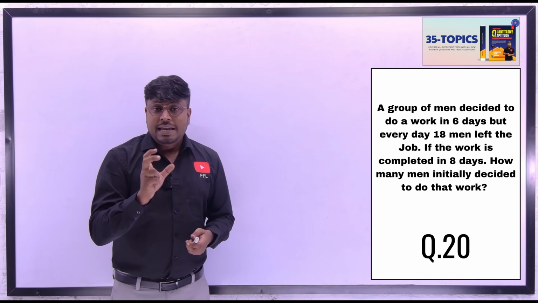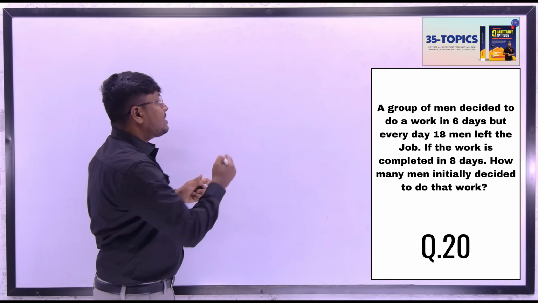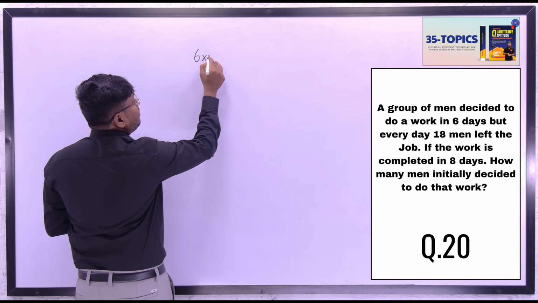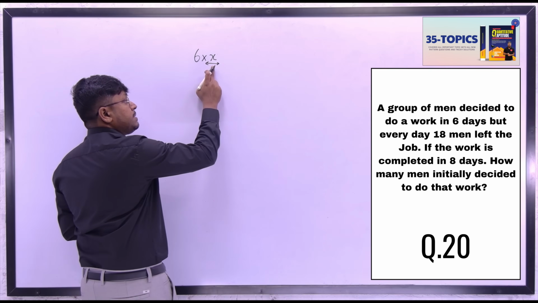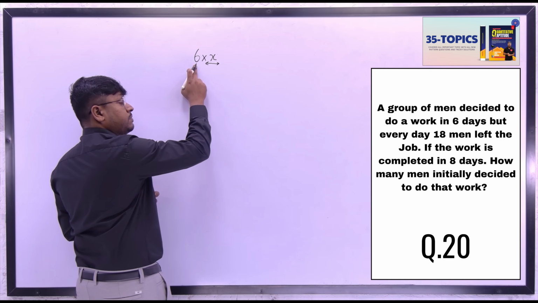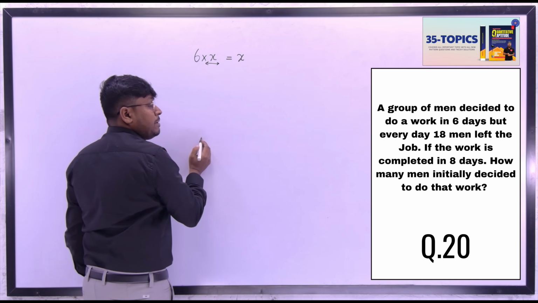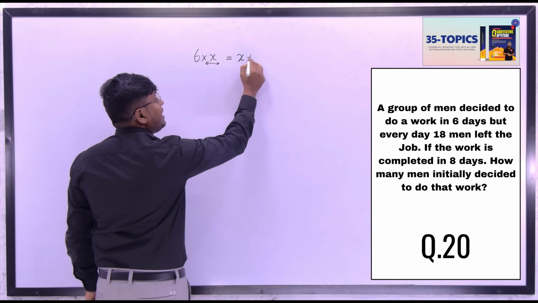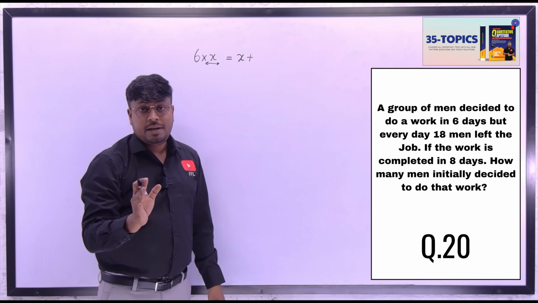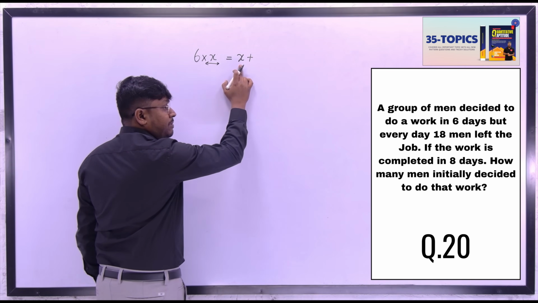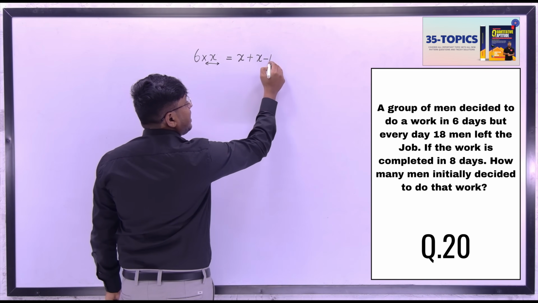Yes, you can. Initially, a group of men decided to do a work in 6 days. So a group of people are working, but we don't know the total number of people working initially. But these people were working for 6 days to complete the work. So the first day, X number of people will be working. But from the next day, every day 18 people left the job. So the first day, initially X people will be working.